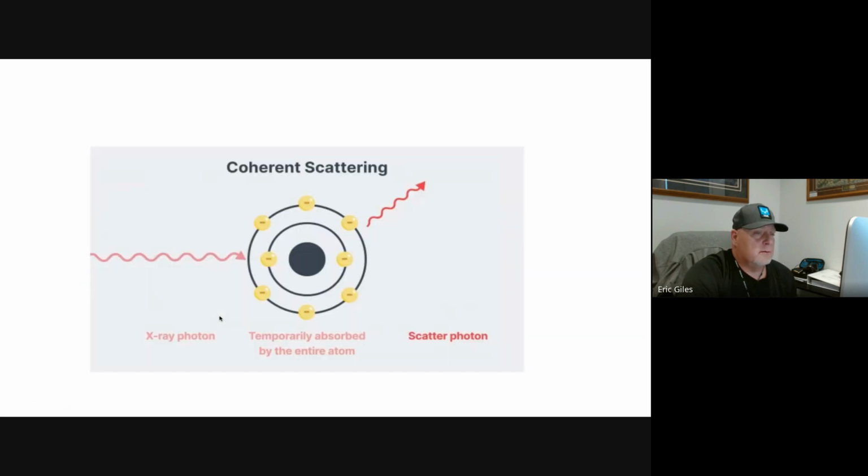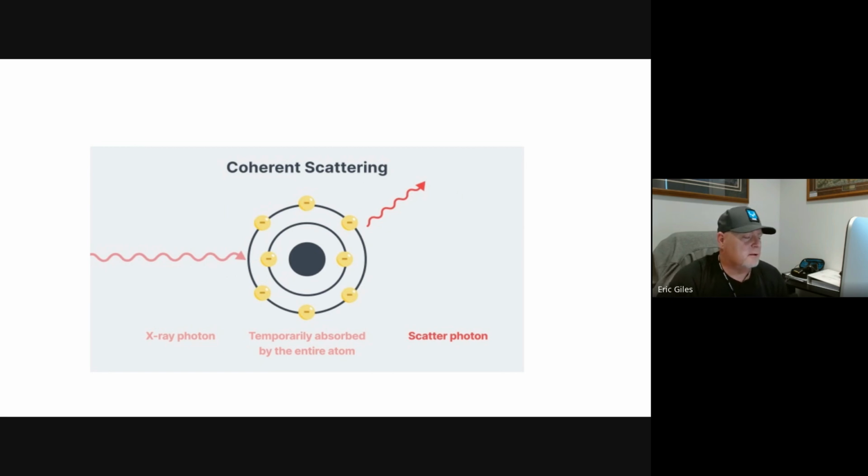We also talked about Rayleigh scattering, or coherent scattering. This is where the incident photon, or X-ray photon, comes in and hits the atom. It doesn't react with any single electron. It basically just hits the atom, shakes it up, excites it, and a scatter photon is released. Now, most of the time, these are very low energy scatter, meaning the body just absorbs it. So it doesn't do anything to our image because it doesn't make it that far.